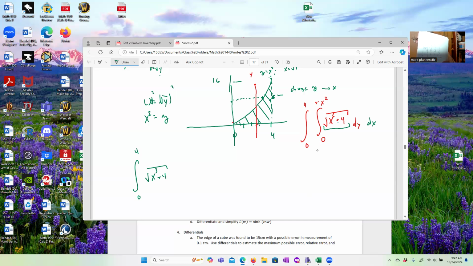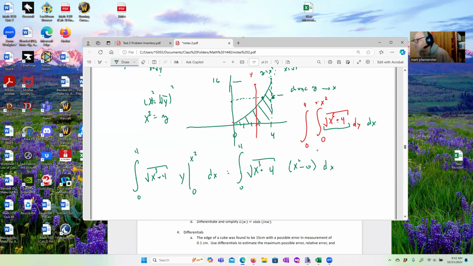So this is now y, going from 0 to x squared. And we still have to go through dx. So let's go ahead and deal with that. So we're going to have the square root of x cubed plus 4, x is going from 0 to 4, y is going from x squared minus 0, and we still have to integrate dx here.